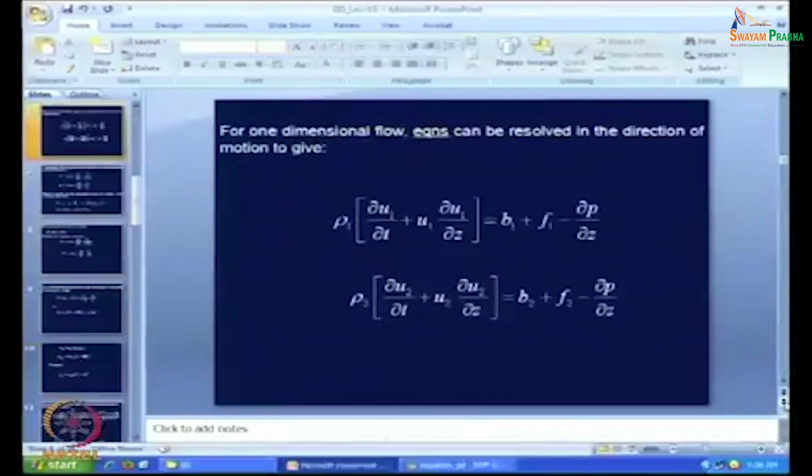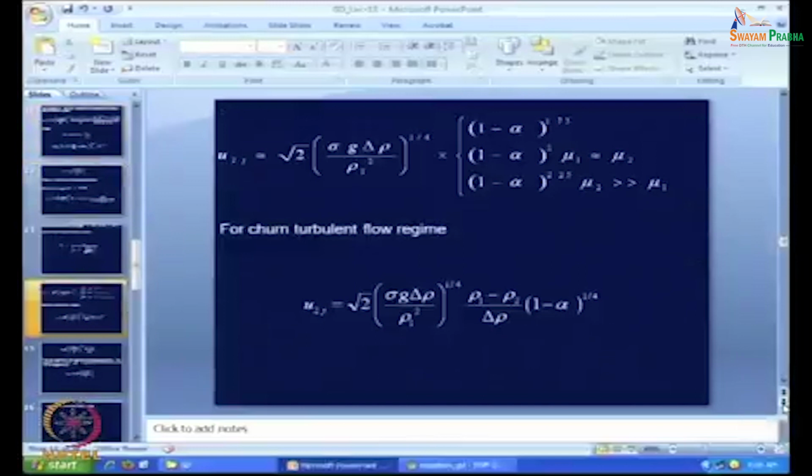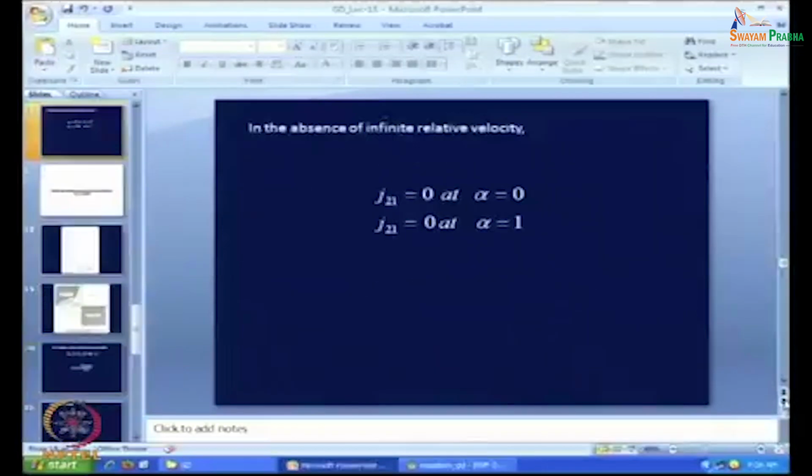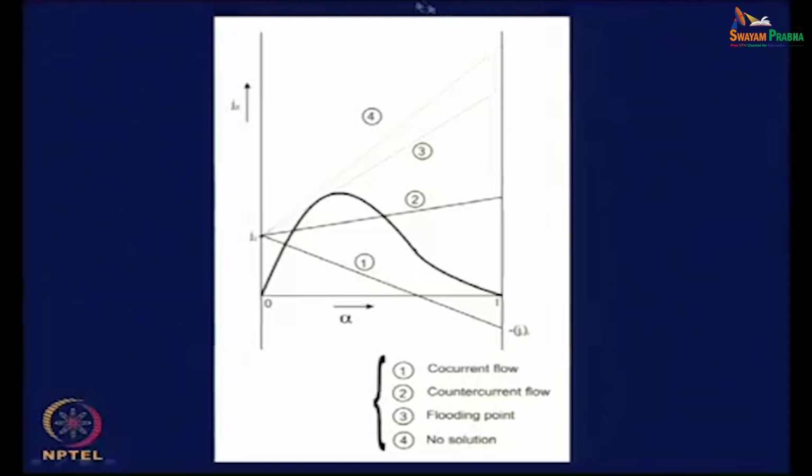Now, I have a consolidated form of this. Just a minute. The entire thing I can show in one particular curve. Here I have shown the entire thing, in one particular curve. This is for co-current downflow, and this is for counter current flow, with liquid down and gas up. I have shown all the things in this particular case.